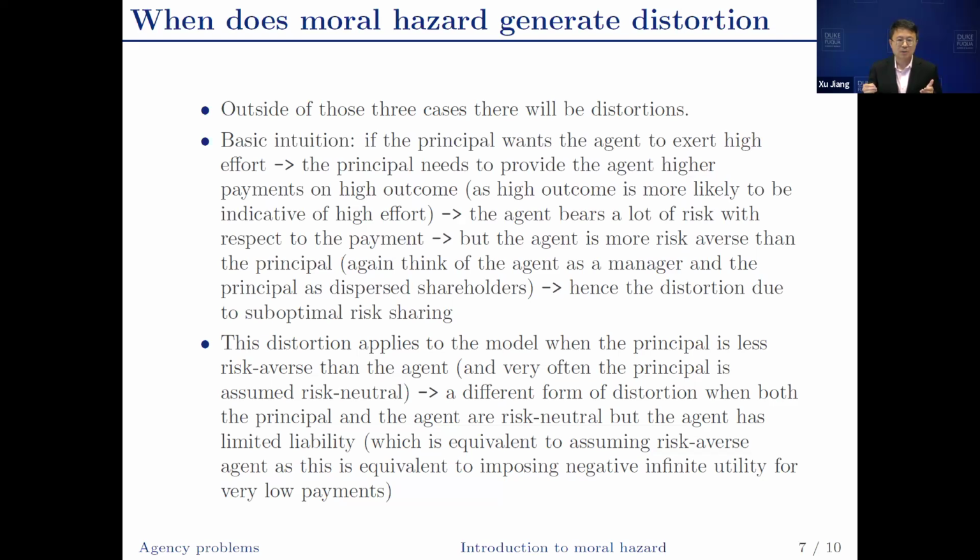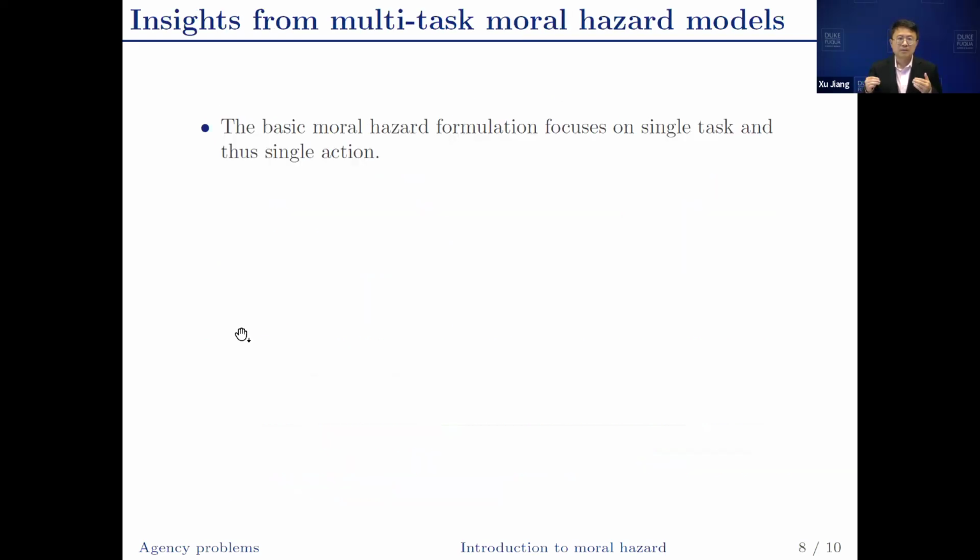Later, we're going to talk about the case where the principal and agent are risk neutral, but the agent has limited liability. You're going to generate distortion, which is intuitively similar but of a different form. The basic moral hazard models focus on a single task and single action. You have one action and it affects the performance of one task.